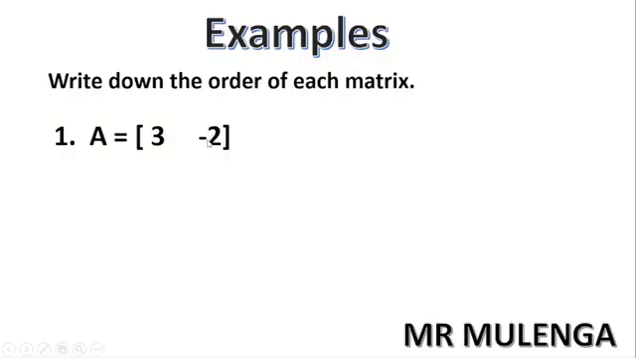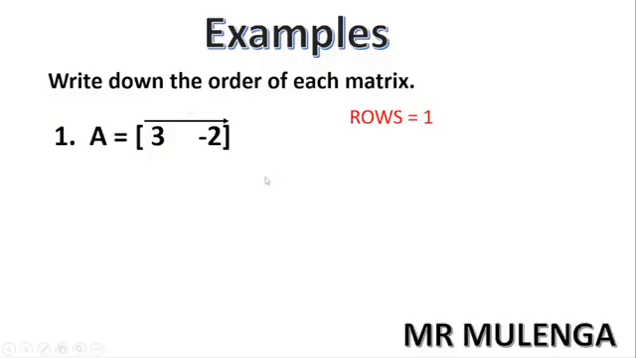So this type of matrix is called a row matrix. A row matrix has only one row and multiple columns. This one has only one row and how many columns? 1, 2. So this is a row matrix. To state the order of this matrix, we look at the number of rows. Here we have the rows going up. So rows, how many? 1. A row matrix has only one row.